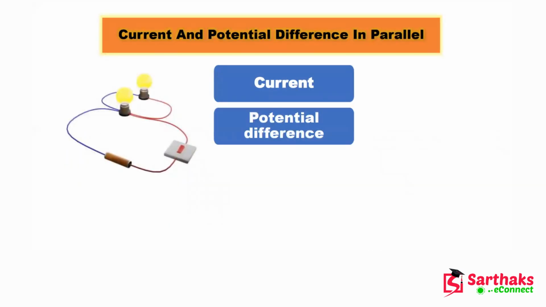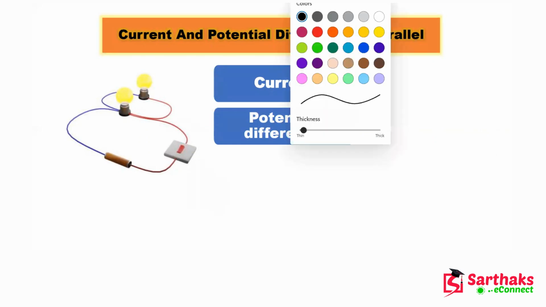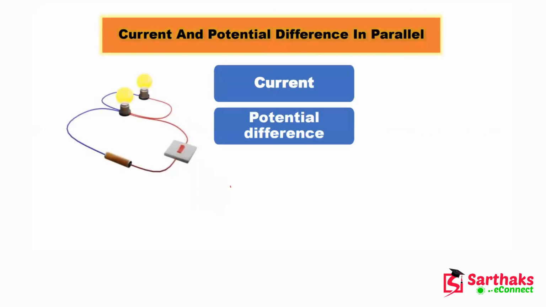Let's try to understand current and potential difference in parallel. Let me change the pen. We know that current in parallel is different, and I will not explain it again here because I already explained it in the previous slide. But here you just need to remember that the current is different in parallel connection, but the potential difference is the same. Okay, potential difference is the same and is the same as the battery.